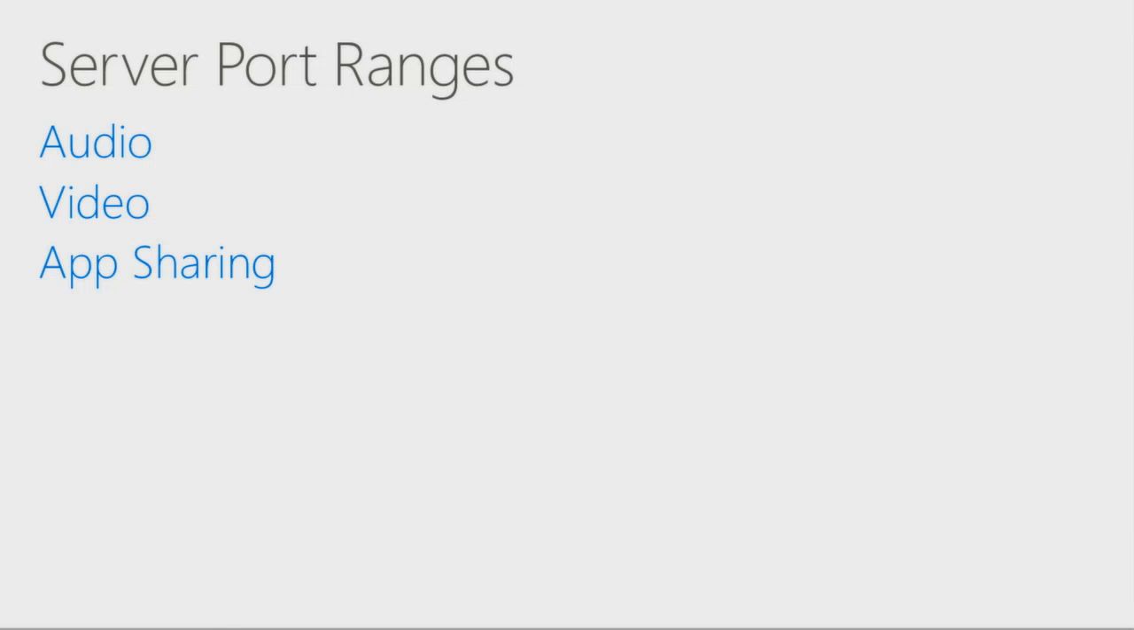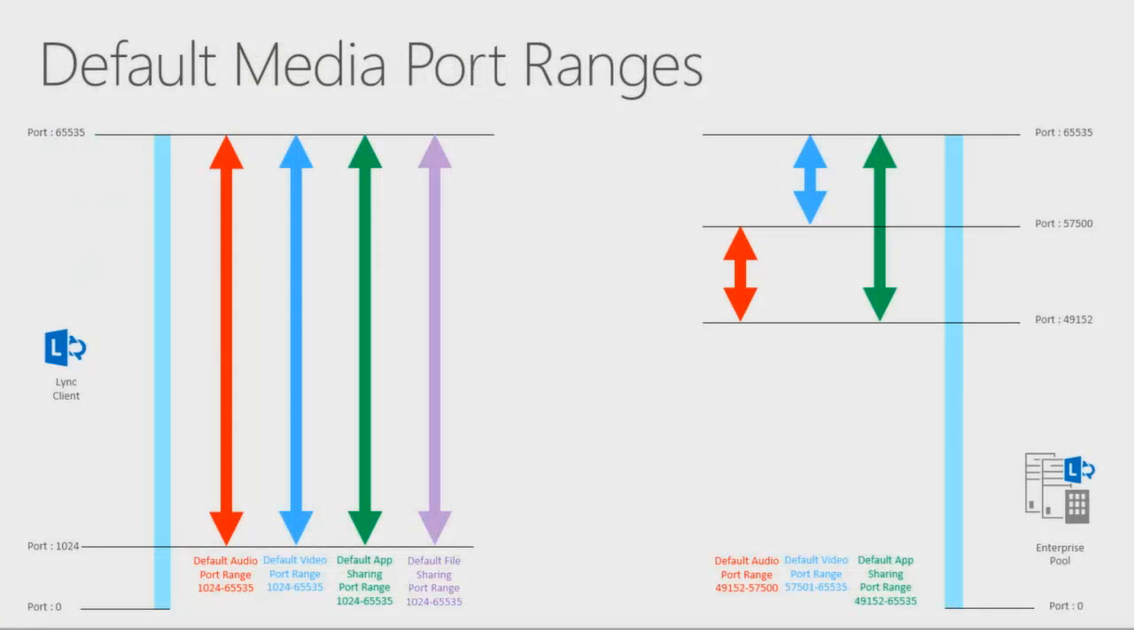Okay, so this piece is the port ranges for audio, video, and app sharing. Audio, video, and app sharing have different port ranges. You can see on the left side the client port ranges, and on the right side the server port ranges. In red, it's audio. In blue, it's video. And green is app sharing.